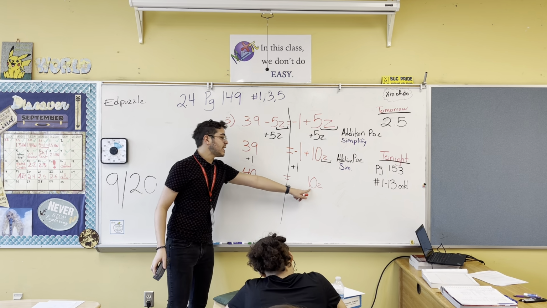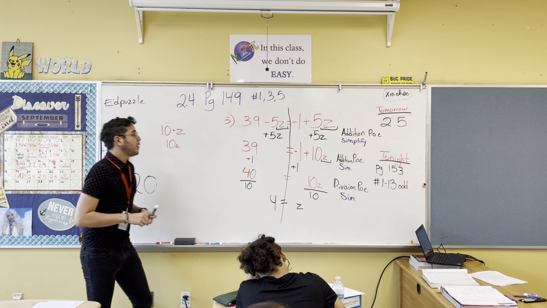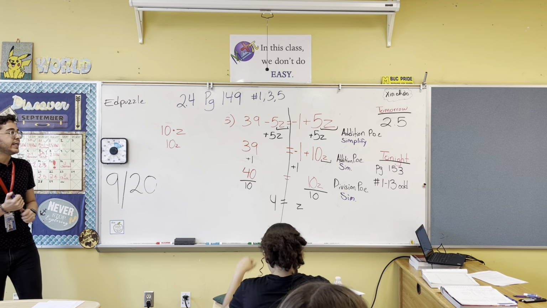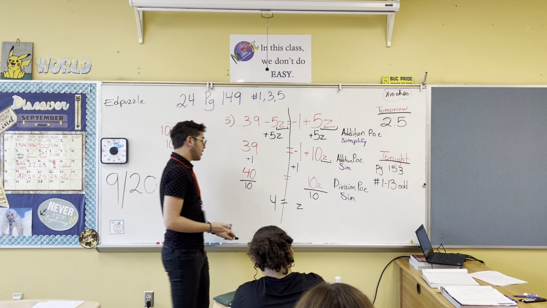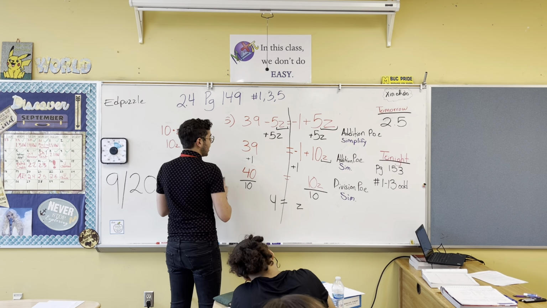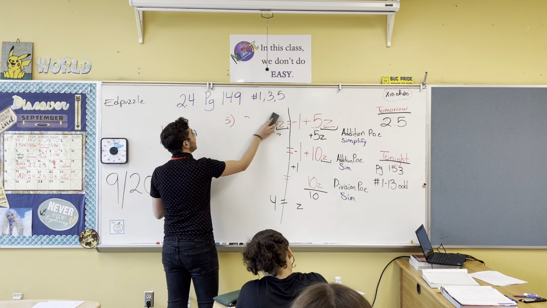Now before we move on and consider ourselves victorious, what property of equality was the last one that I used? The division property of equality, the division PO. And after I did that, what did I do? I simplified. We have successfully completed number 3. Now let's move on to number 5. Go ahead and pause the video and attempt number 5 on your own.